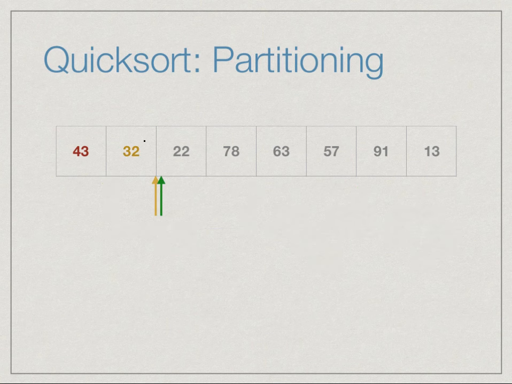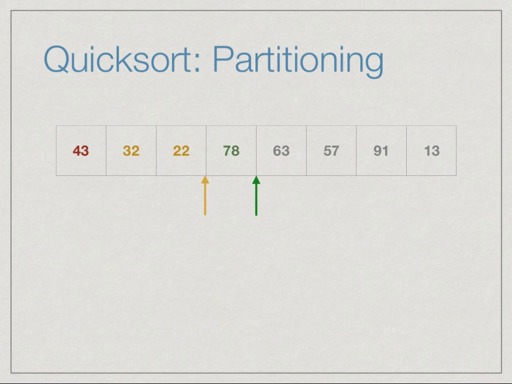Then we look at 32. Since 32 is smaller than 43, we move the yellow pointer and we also push the green pointer along. So the unknown part starts at 22, and there is nothing between the yellow and the green pointer, indicating we have not yet found a value bigger than 43. The same happens for 22. Now when we see 78, we notice that 78 is bigger than 43. So now we move only the green pointer and not the yellow pointer. So now we have these three intervals as before. Remember that this is the part that is less than or equal to 43, this is the part that is greater than 43, and this part is unknown.